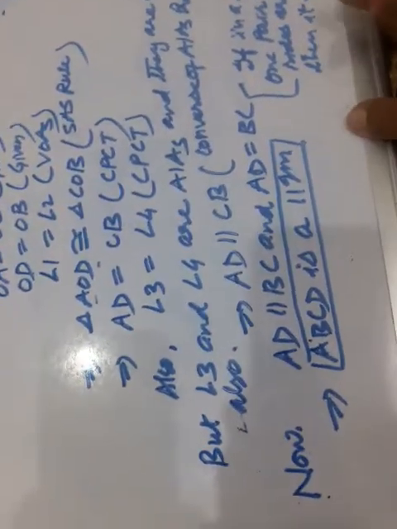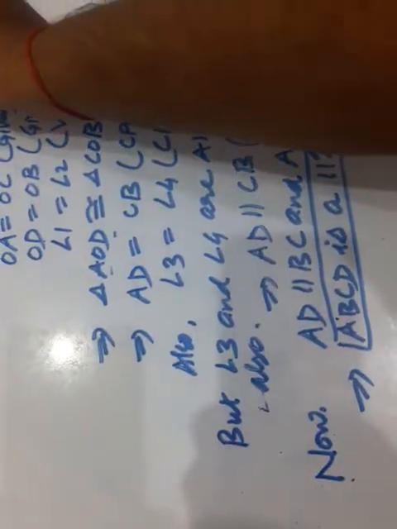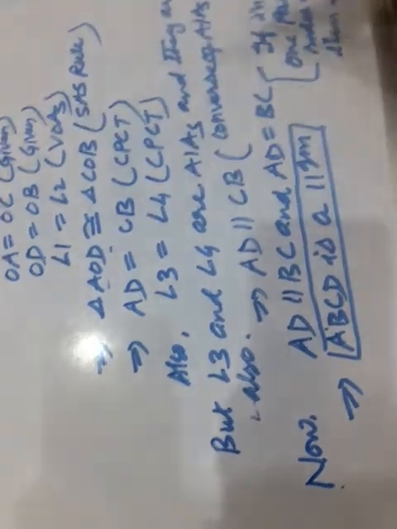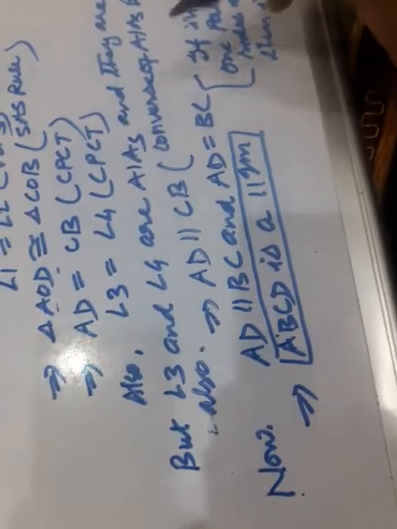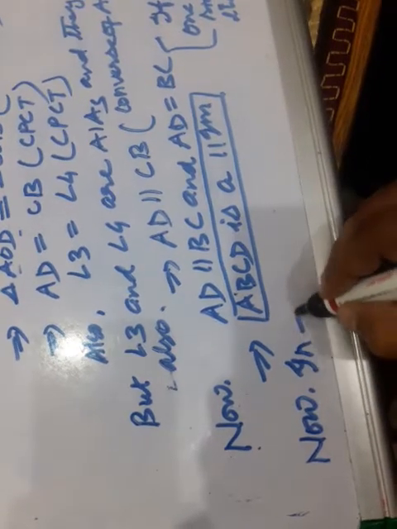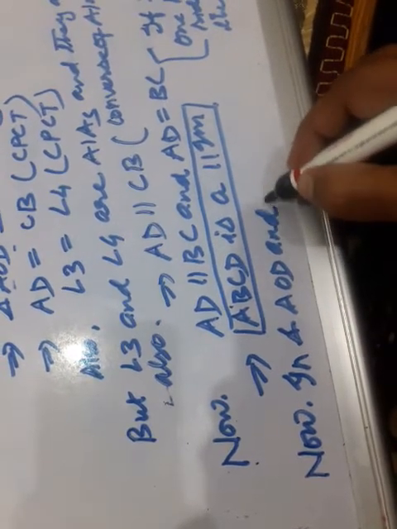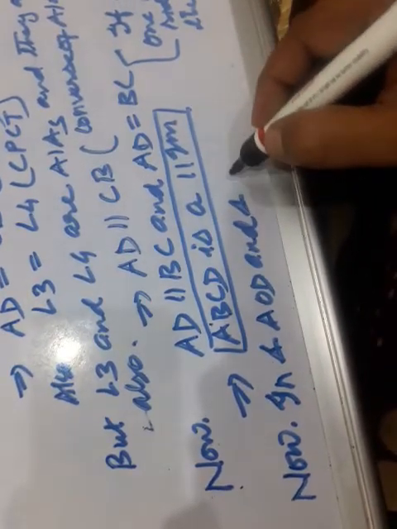Half of the question is proved. Now we have to prove that this is a rhombus, that its adjacent sides are equal. Now in triangle AOD and triangle COD, means this AOD and this triangle COD, what do we have, children, over here? Let us see in triangle AOD and COD.